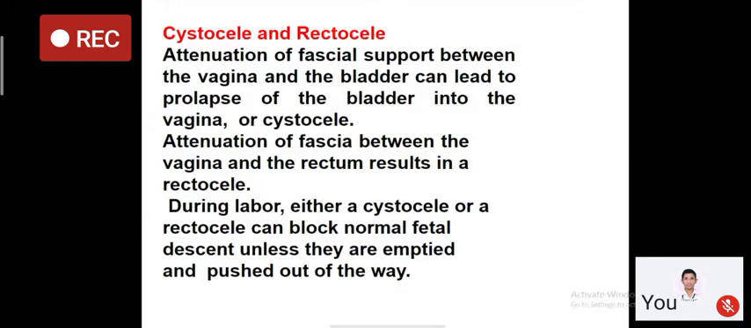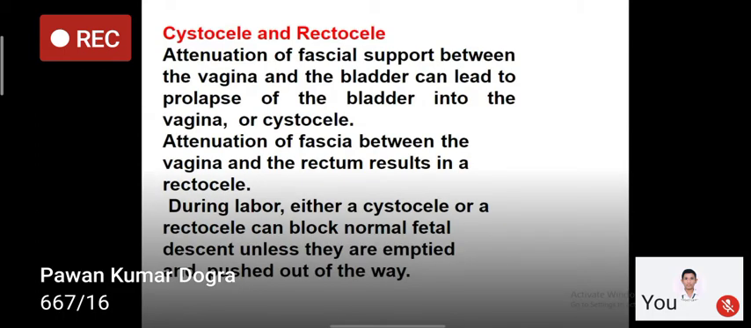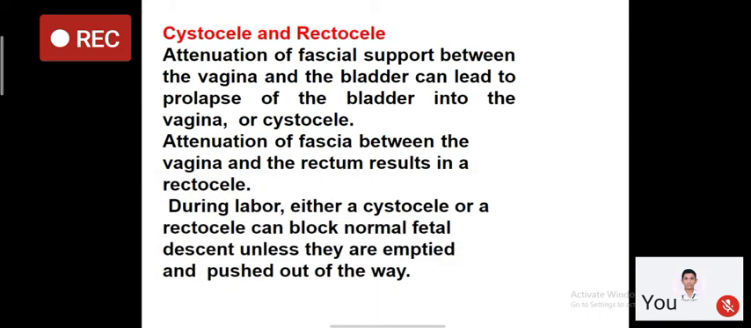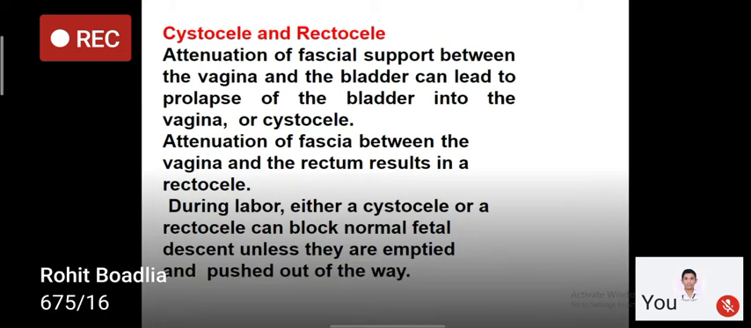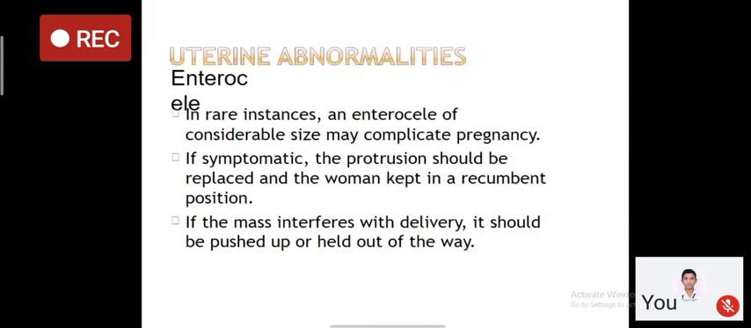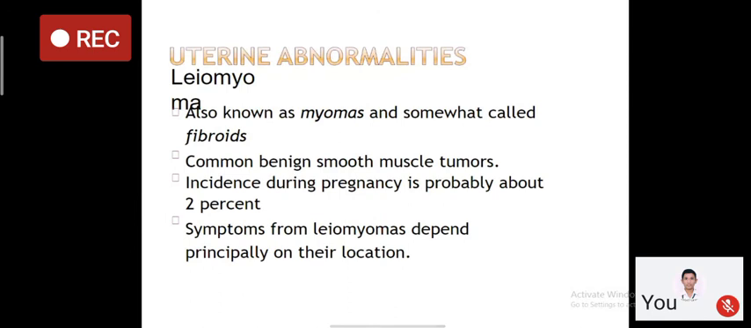Attenuation of fascial support between the vagina and the bladder can lead to the prolapse of the bladder into the vagina, or the cystocele. Attenuation of fascia between the vagina and the rectum results in rectocele. Okay. Another thing is enterocele.